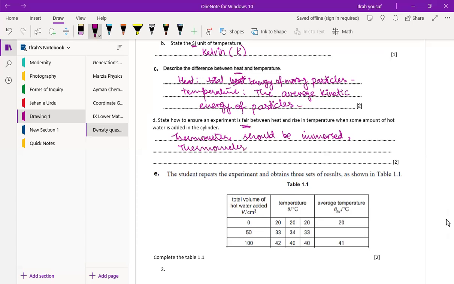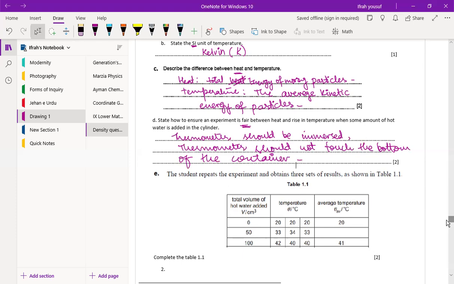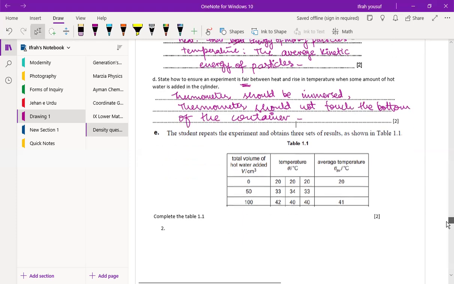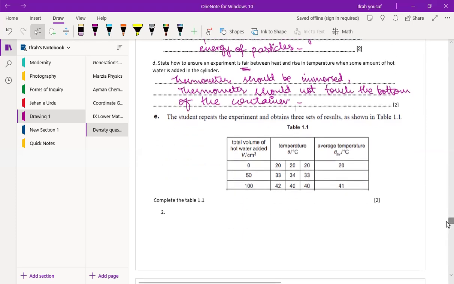And the thermometer should not touch the bottom of the container. Right? And we have to wait when we add the water. ठीक है? Done, beta? Yes, okay, sir.